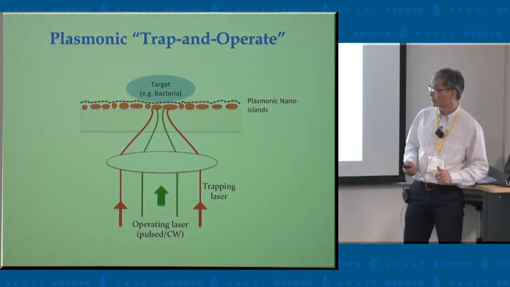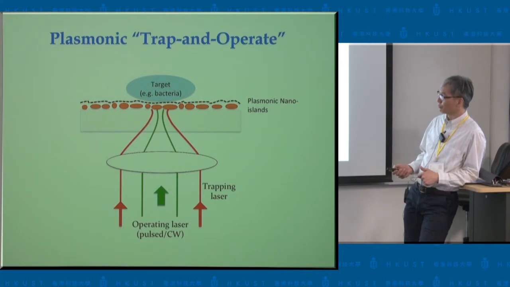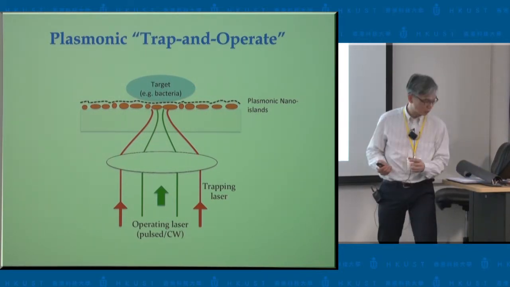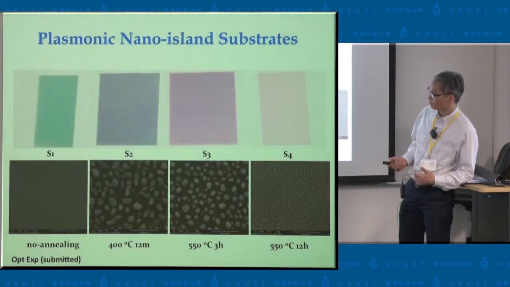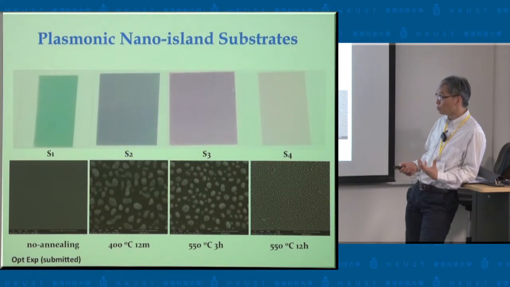On the optical trapping, we thought of using a layer of random plasmonic structure, excite it, trap the target, and then use another laser to do some operation, and then release it. Now, people have done a lot of nano-fabricated structures, so we couldn't actually find much room to make contribution. We thought, well, people actually haven't looked at random nanostructures. So we actually decided to use random nanostructures, which is actually very easy to make.